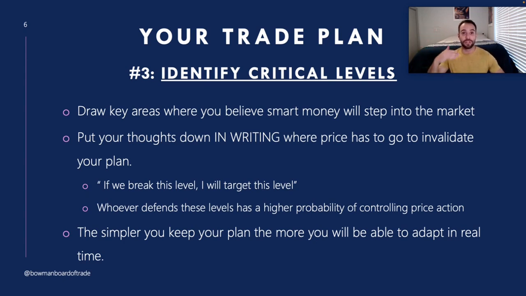That will allow you to take advantage of that opportunity instead of sulking and saying that you didn't see your head and shoulders play out. You're done with that. It didn't work. You move on to the next opportunity and target the next zone. So you need to write things down in your journal like this. Statements like, if we break this level, then I will target the next level up. If-then statements are very, very important in your plan.